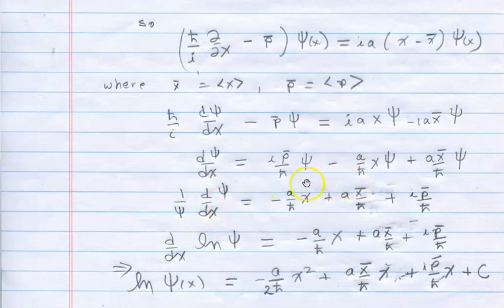And then over here, I just grouped it a little differently. I made this the leading order one. Remember, I divided out psi, so it's just minus a over h bar x. And then these other two, I wrote this one first and this one second.